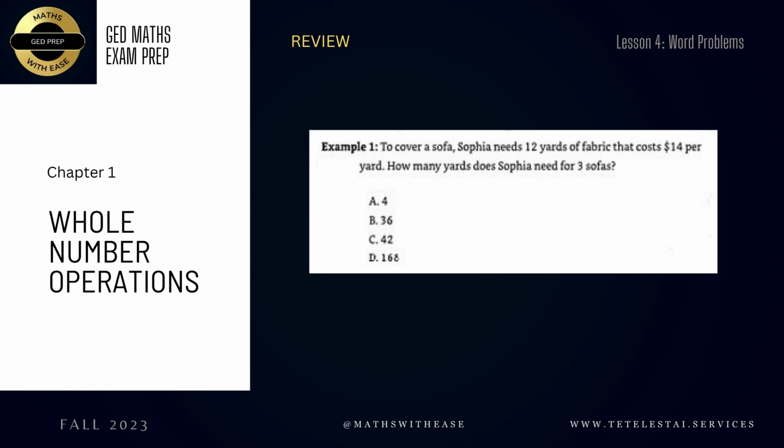So, all right. To cover a sofa, we've gone over this already. Sophia needs 12 yards of fabric that costs $14 per yard. How many yards does Sophia need for three sofas, right? And if you remember, we simply multiplied the number of yards that she needs by the number of sofas, because the cost is not really necessary. I mean, it will be when she gets to the register, right? But for now, the question is just asking how many yards does Sophia need? And all we need to do is multiply 12 by 3, which is 36, okay?